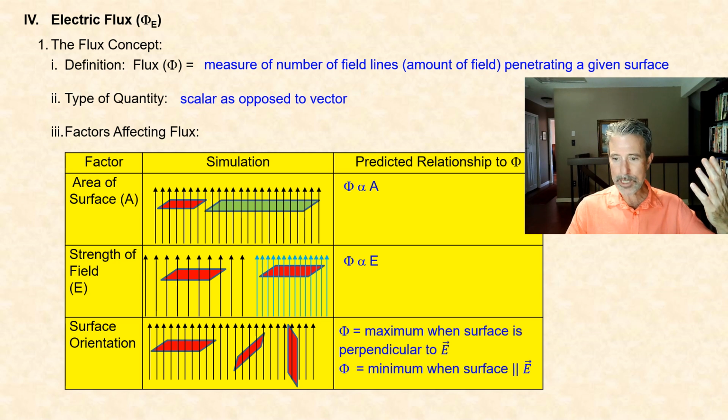So how can we state this here? Well, qualitatively, we can say that the flux will be a maximum when the surface is perpendicular to the electric field. The flux will be a minimum, really zero, when the surface is parallel to the field. We'll see how we can express these same ideas mathematically very shortly.